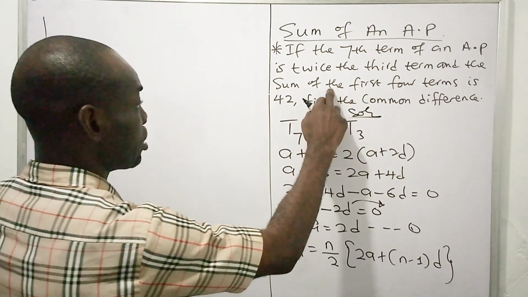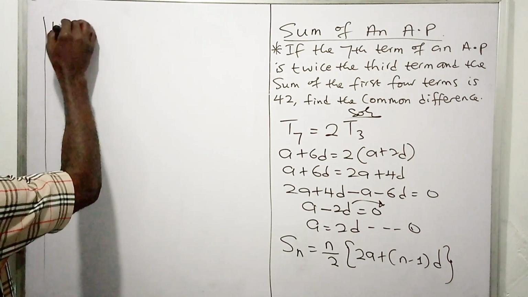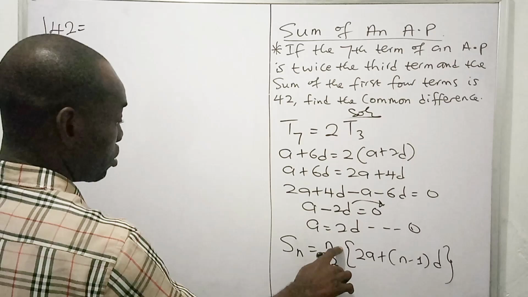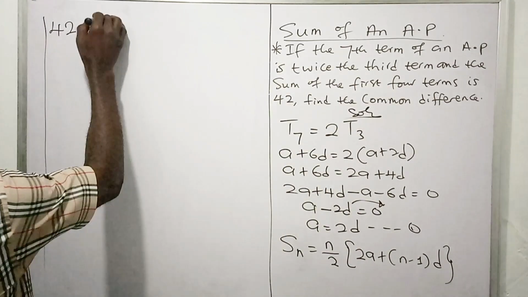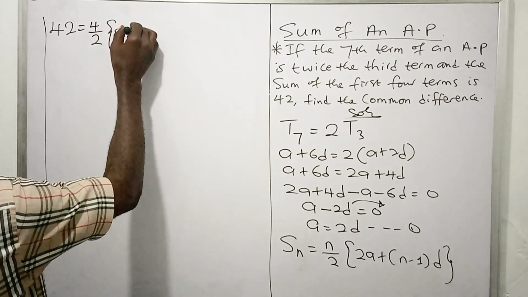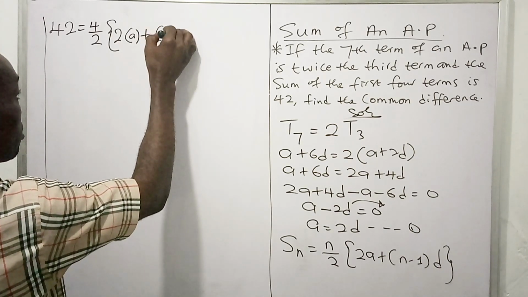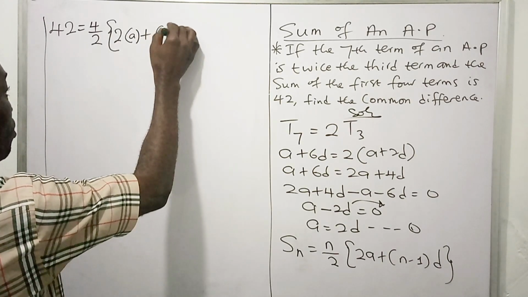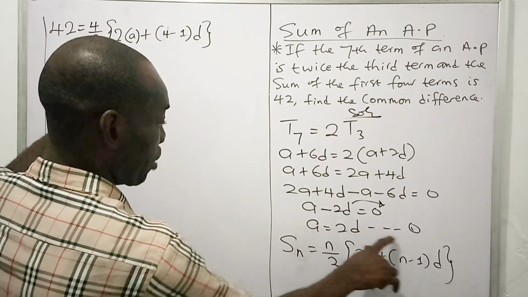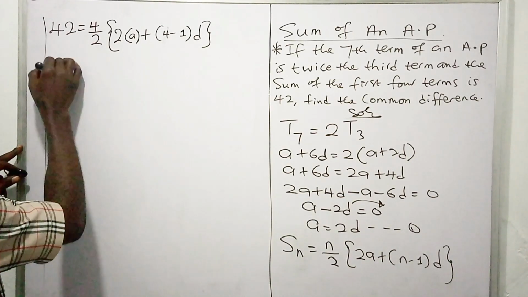Now if we substitute, they said the first four terms, so S4, they gave us the value as 42. So 42, the sum of the first four terms, equals the number of terms, which is 4, divided by 2. In bracket, we have 2A plus n minus 1 D, where n is 4 minus 1 D. Now, we've already gotten the value of A from equation 1, so we'll substitute the value of A, which is 2D, into this equation.